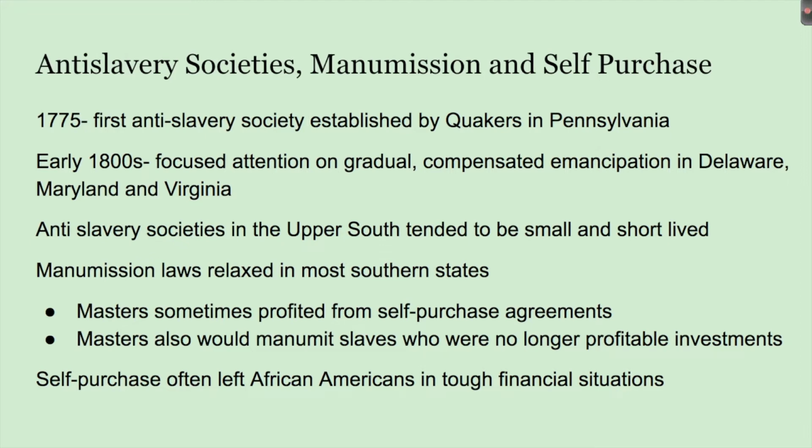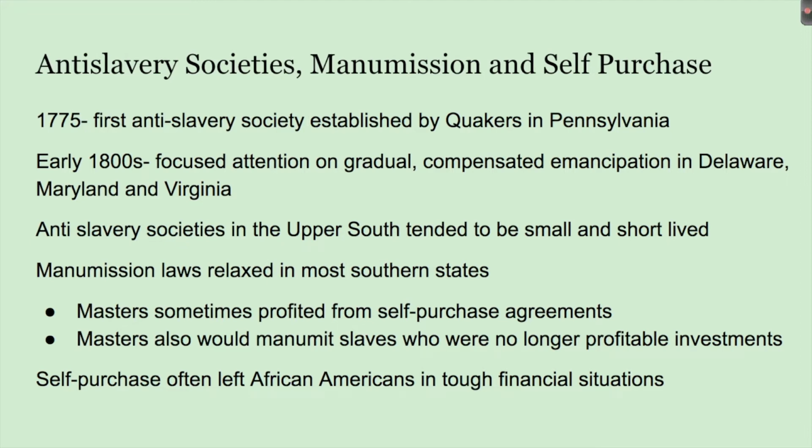Manumission, the act of freeing a slave by a slave's master, is going to be relaxed in some southern states. And for some that end up being free, they may go into what's called a self-purchase agreement. Also, sometimes masters would manumit slaves who were no longer profitable investments.